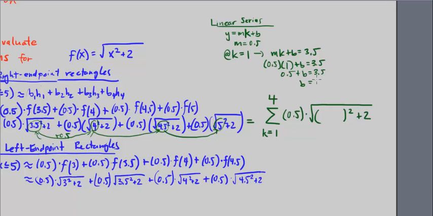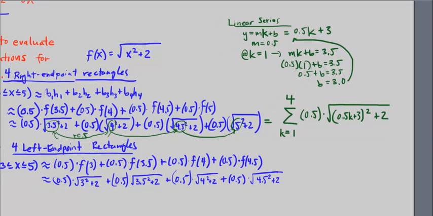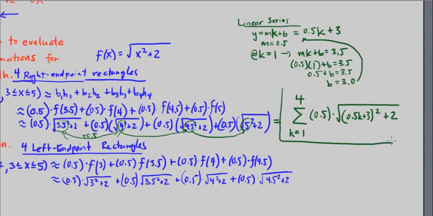Subtract 0.5 from both sides and we get b is equal to 3.0. So that makes this equation up here equal to 0.5 is our slope, k is our variable, plus 3, right? That's b. So in here I'm going to write that, right, because this is where my linear series is. It's going to be 0.5k plus 3. That again was the 4 right endpoint rectangles. The 4 right endpoint rectangles produces this summation notation.